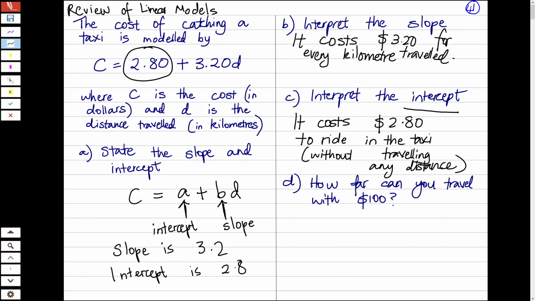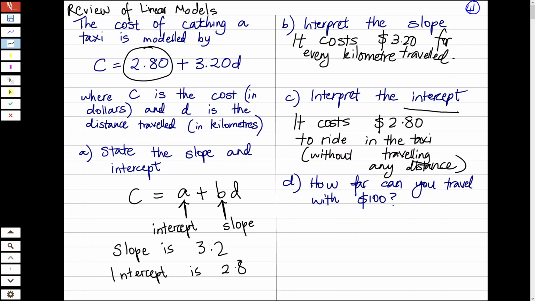I don't want to get into the taxi and then find that I've not got enough money to make it all the way home. I've only got $100, so how far can I go? Why don't you just do 100 divided by 3.2? Okay, 100 divided by 3.2 is on the right track. But then there's this annoying 2.8 in the way.